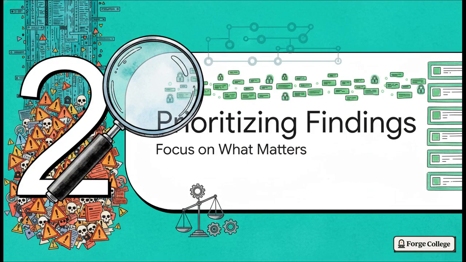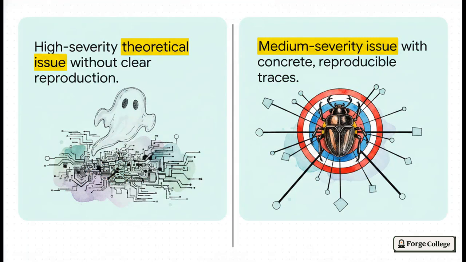Moving right along to Section 2, prioritizing your vulnerability findings. Look, you simply cannot fix all 500 warnings at once. It's impossible. We need a system. Consider these two scenarios. On one side, you have a high-severity theoretical issue. Sounds terrifying, right? But you have absolutely no clear way to reproduce it. On the other side, you have a medium-severity issue, but you have concrete reproducible traces. So what do you tackle first?